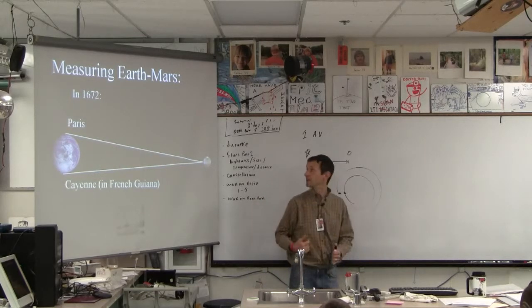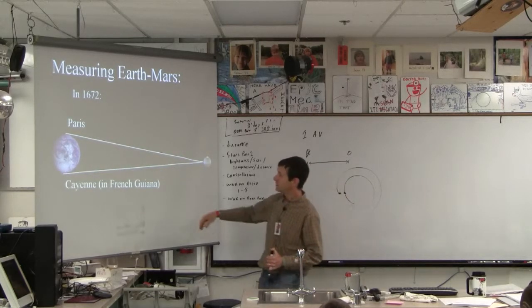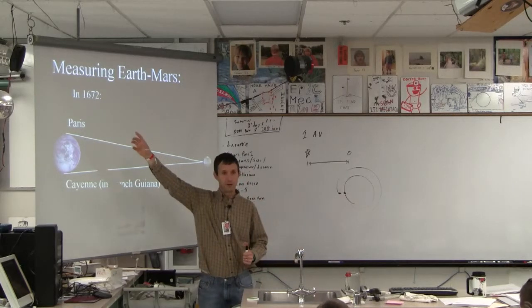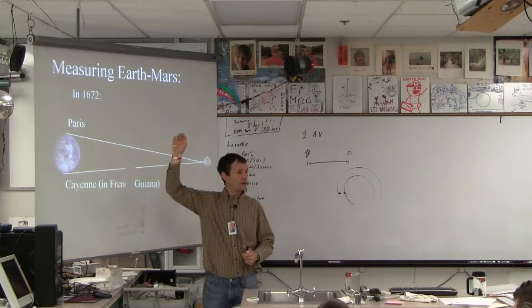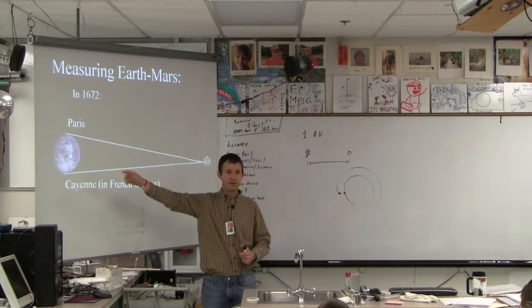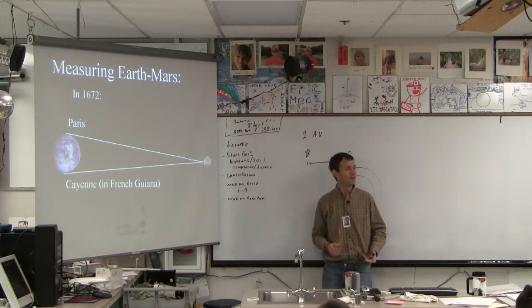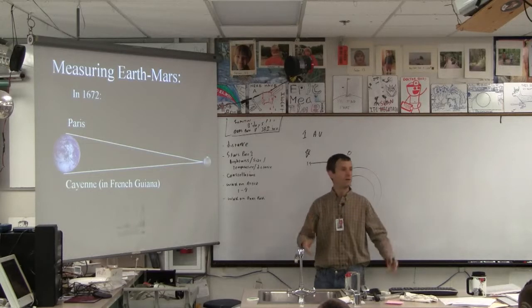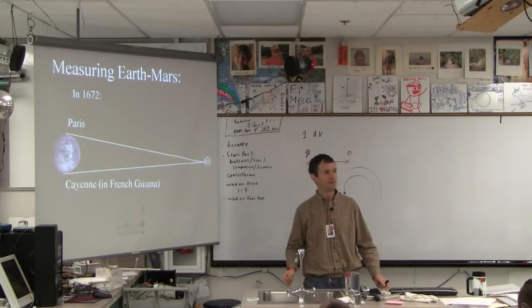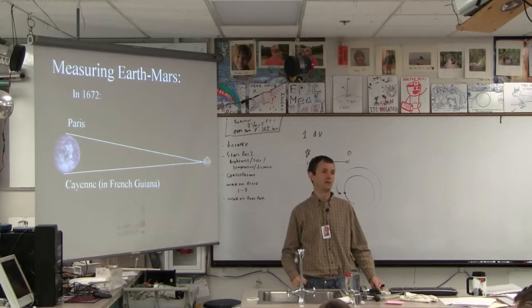And so what they had to do in 1672 was, and I don't know if that's really where this is, but they observed Mars in Paris and they observed it in Cayenne at the same time. Now what they did basically was they used their cell phones and they called each other up and they say, okay, mark where it is now. Why do they have to do that? Why do they have to observe it at the same time?